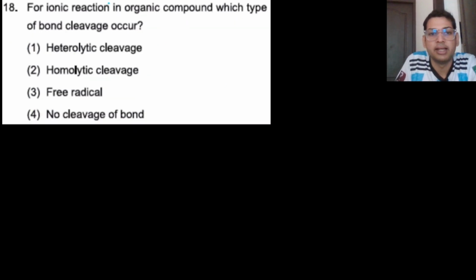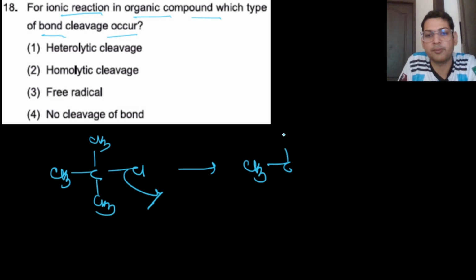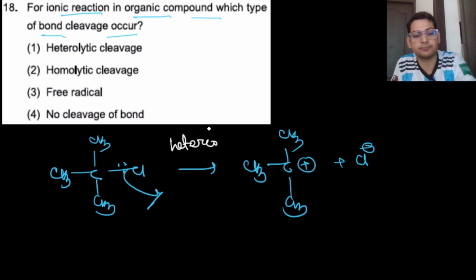Okay. Then, for ionic reaction in organic compounds, which type of bond cleavage occurs? For ionic reaction, suppose you are having CH3, CH3, CH3, Cl. You have to do this type of cleavage. You have to get carbocation and Cl minus. What type of bond cleavage is happening? If both electrons have been taken by one atom, this is called heterolytic cleavage.